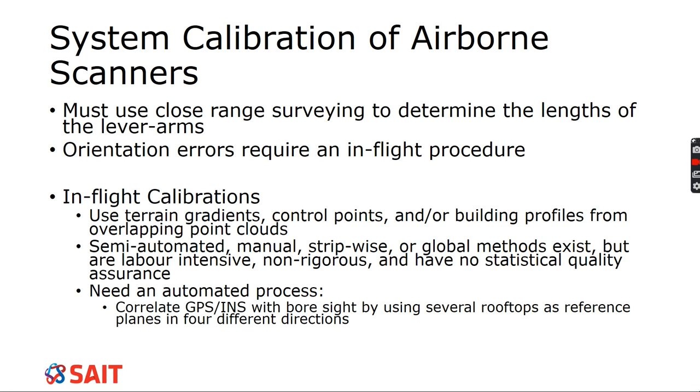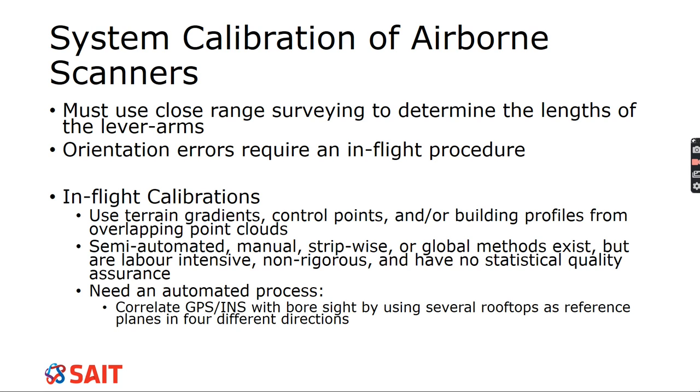And last, we need to automate the process. Because of all these issues with the other types of methods, we need this automated method. It allows us to get up there, get this calibration done really quick, and get flying, because using an airplane is always very expensive. So we need to correlate our GPS with the boresight, and so the rooftops are really important.